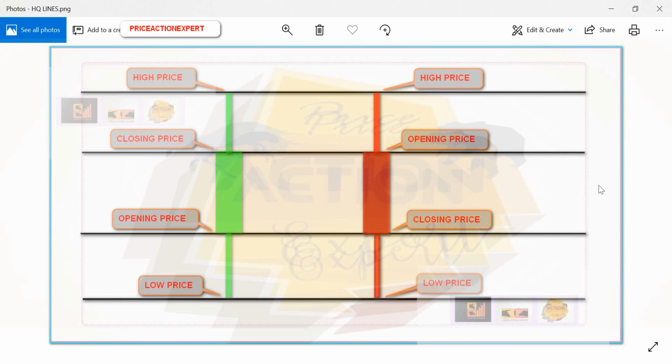So if you mark these areas, this high price, opening price, closing price and low price, which are areas of historical importance and which are printed in the charts, you should know how to mark that and how to place lines on the important areas. It will be very helpful for you. Let me show you in the chart.